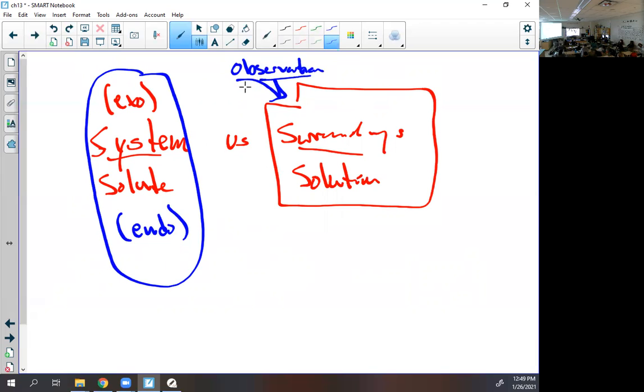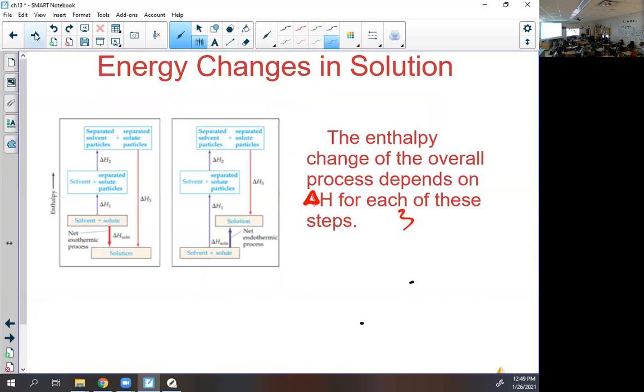It's a little bit weird, but we've talked about this in chapter 5, so I'm not going to spend too much time. That's why I skipped those previous slides. All right, so the enthalpy change, or delta H, of an overall process depends on delta H for each of these 3 steps. And once again, it's math, but we don't have to do that math.